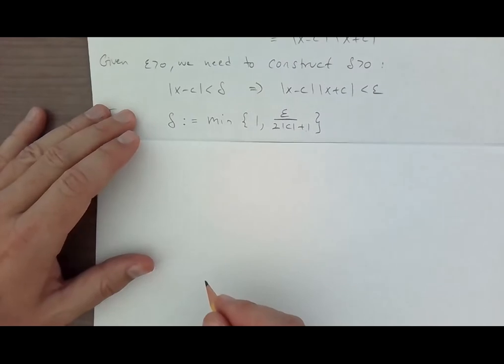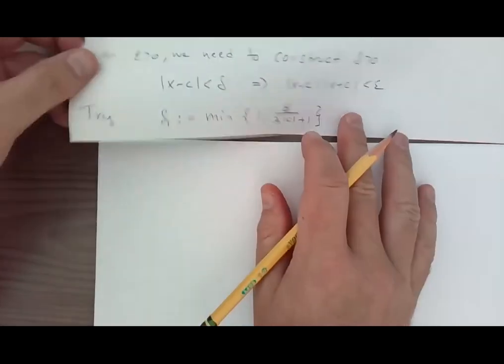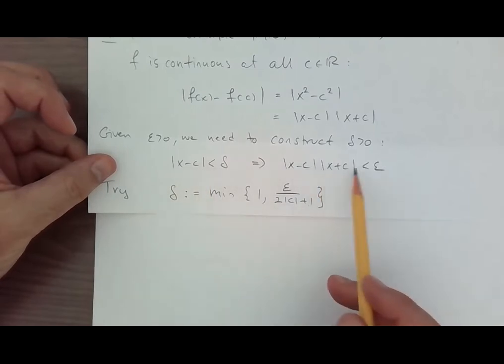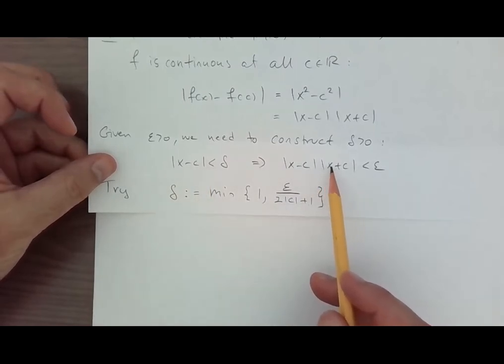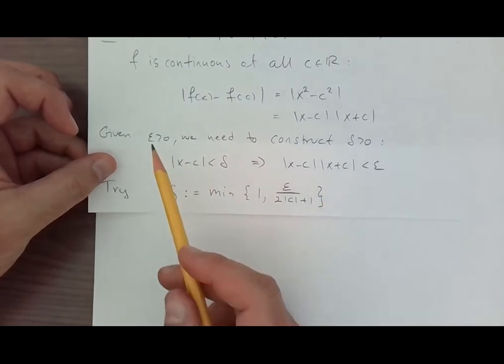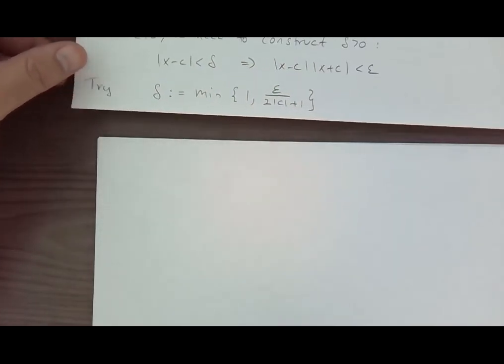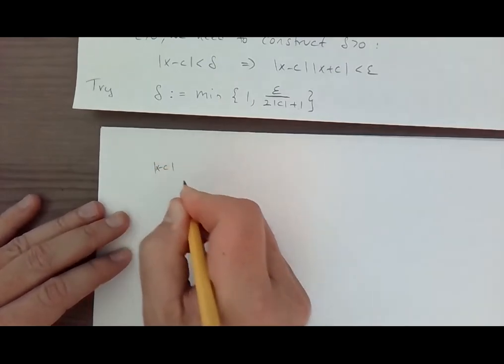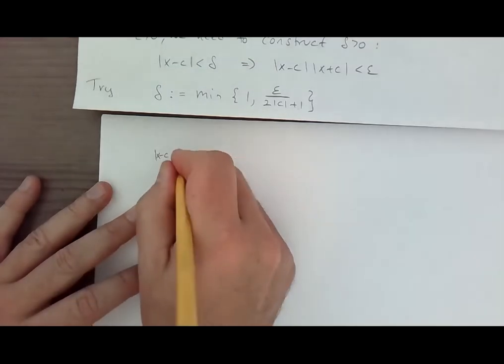So let's try it out, see if it works. Right, so now the assumption is that I'm keeping x and c close. I want to prove that this product over here on the right-hand side is smaller than this epsilon, right? And epsilon is anything that's positive. Let me try to do it. So I'll do x minus c times x plus c.